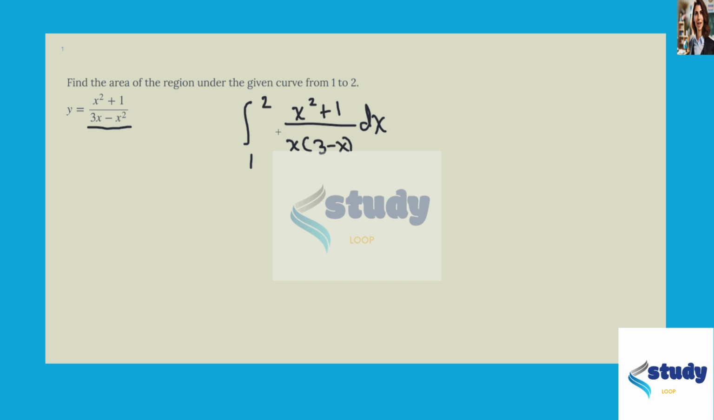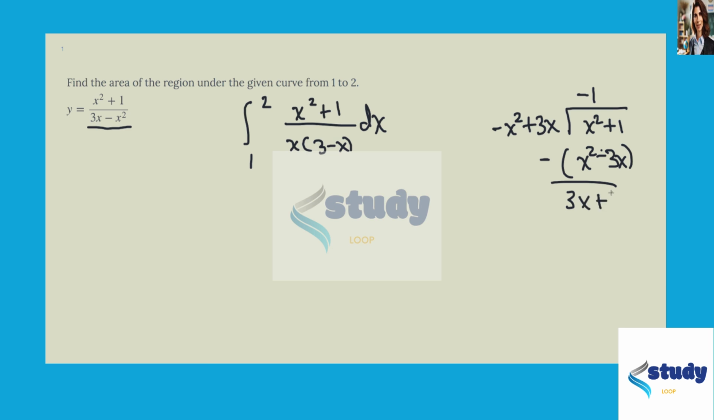Here the numerator and denominator have the same degree. They're both degree 2. So we should do long division here. Go to the side and do long division, because we always should do this before partial fractions. It's minus 3x, and then we have 3x plus 1 as our remainder. So using this long division, I can rewrite this integral.